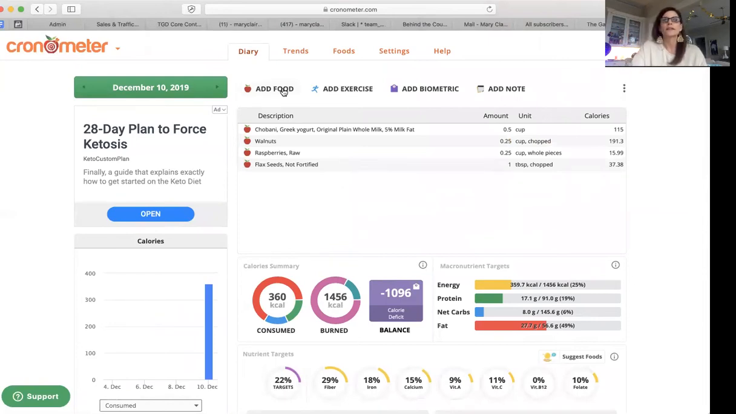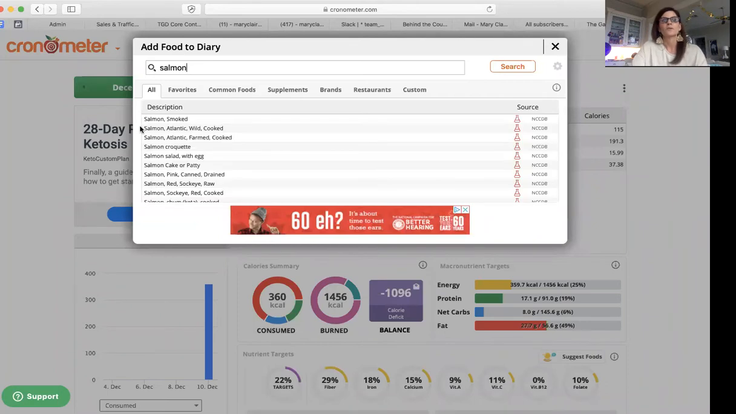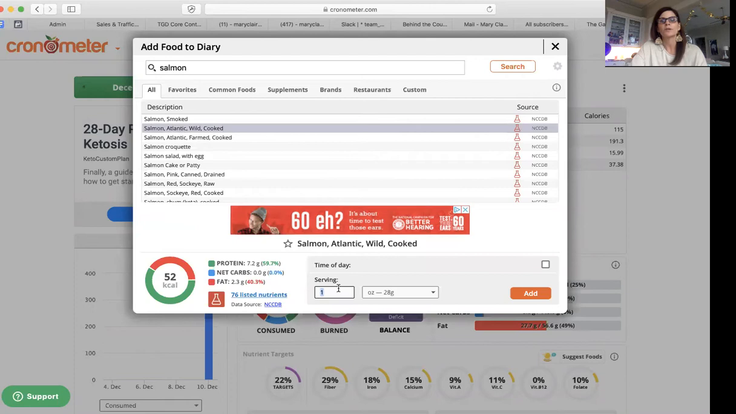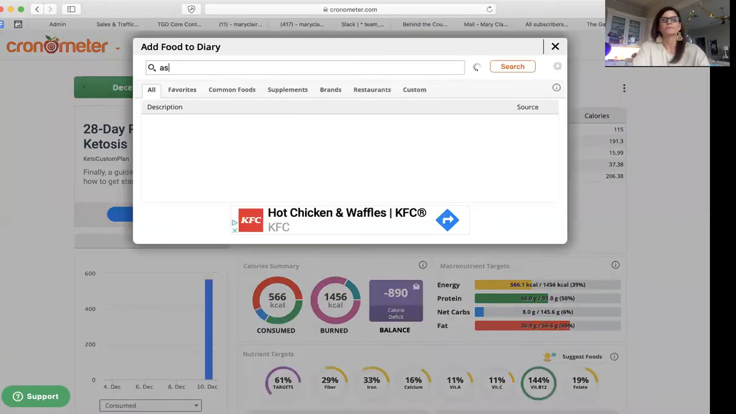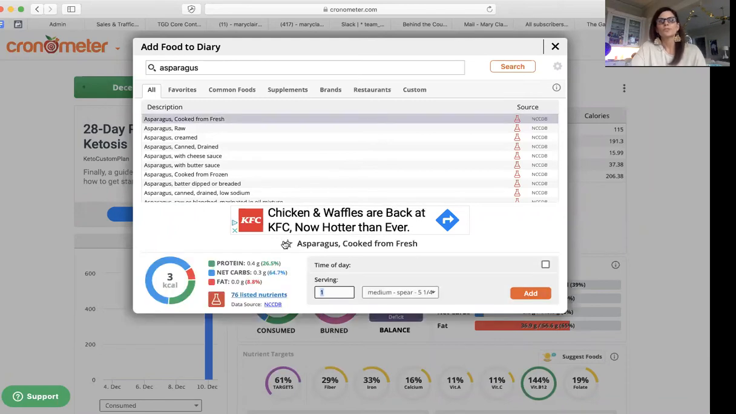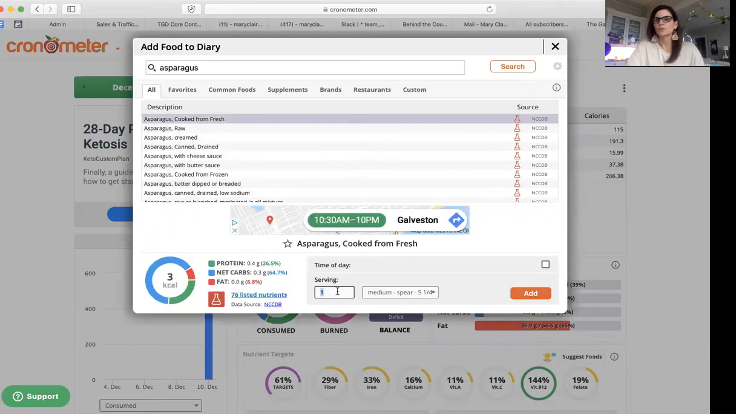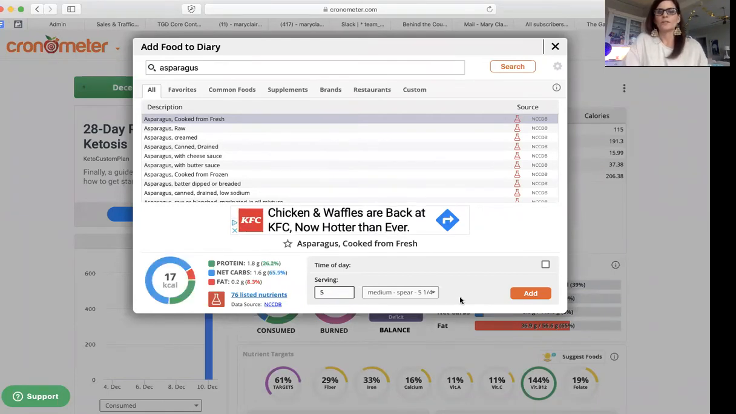So let's say for dinner, I'm going to have some salmon. We're going to have wild cooked salmon. We're going to go with a 4-ounce serving. Add. Let's have some asparagus, cooked from fresh. Let's throw a little butter on that. So let's say we're going to have 5 medium spears.